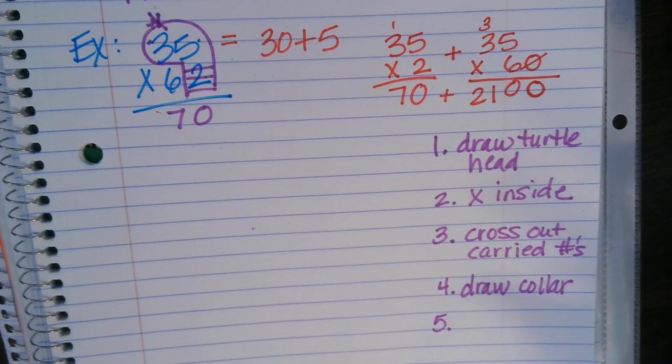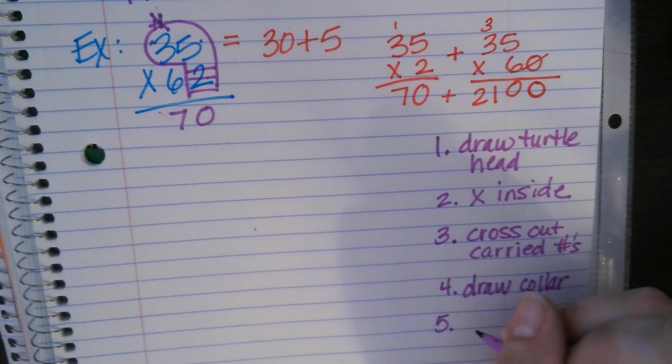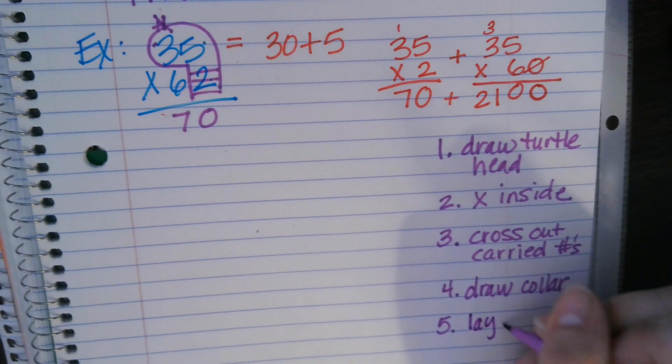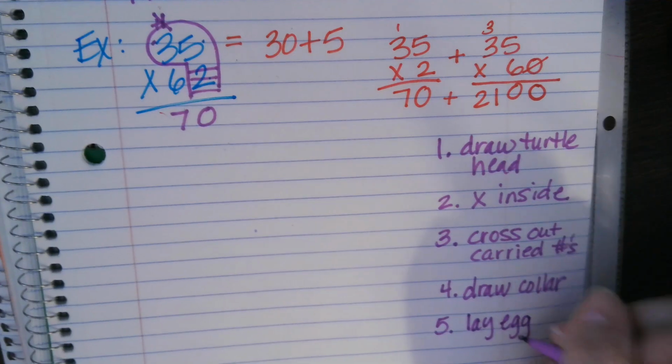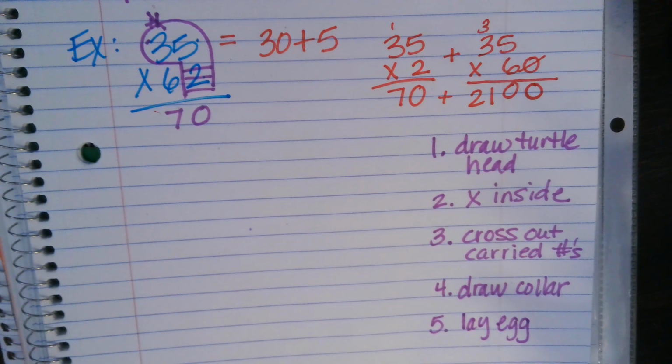Okay. All right, so step 5 is the best one of all. And that's where we lay an egg. Go ahead and write that down. Let's talk about what that means. Lay an egg. You're going to lay an egg. Write it down.